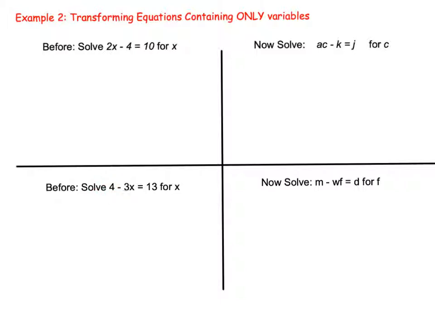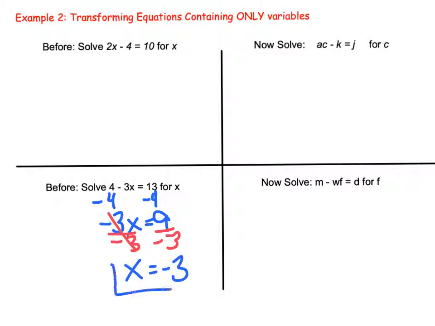Now this 4 is positive, and so to remove it I'm going to subtract 4 from both sides, leaving me with negative 3x equals 9. Now to complete my process I need to divide by a negative 3, canceling those, and x equals negative 3.